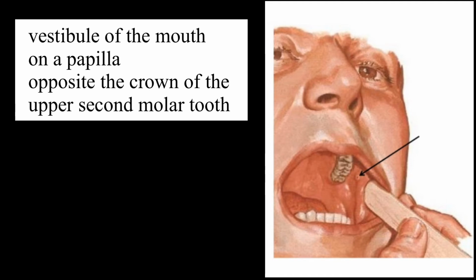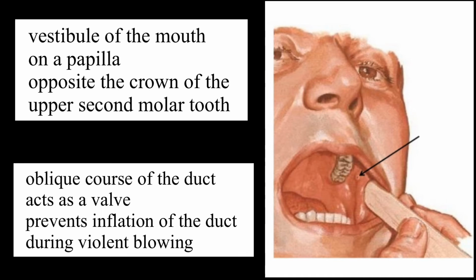The passage of the parotid duct has an oblique course, and the oblique course of the submucosal part of the parotid duct acts as a valve and prevents inflation of the duct during violent blowing.